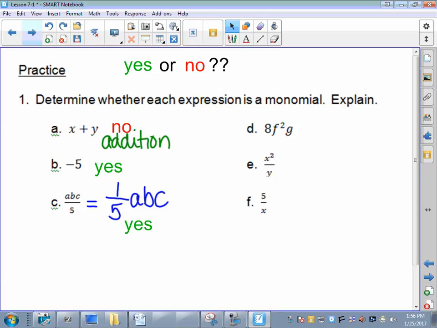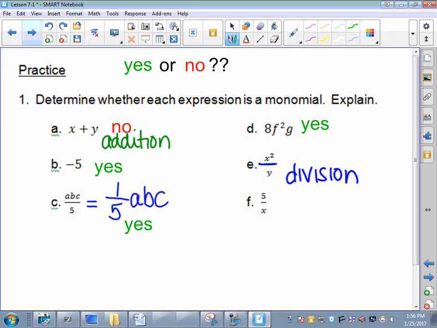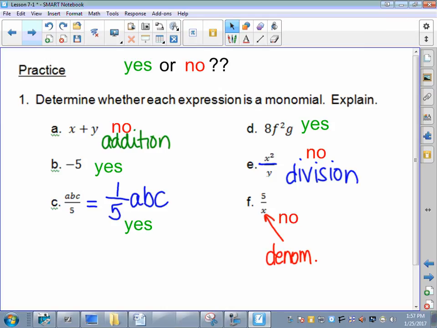So D, hopefully everybody's going to tell me that's a yes. How about letter E? x squared over y. This over, right, means division. And again, did we say anything about dividing in our definition of a monomial? That would be a big no. And I'm guessing that everybody knows that F is a big no as well, because even though we've got a 5 and an x, the x is in the denominator, or bottom of the fraction. So that would not be a monomial.